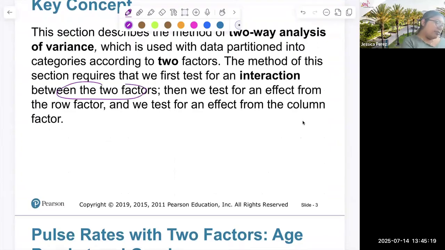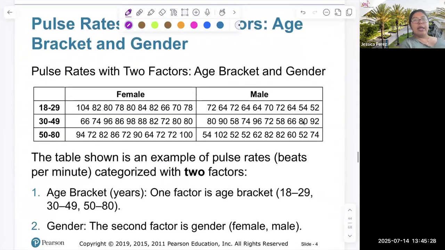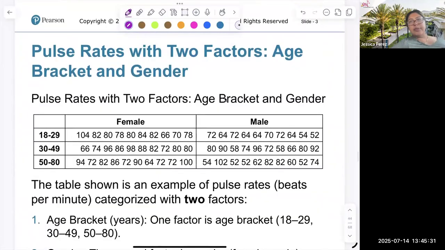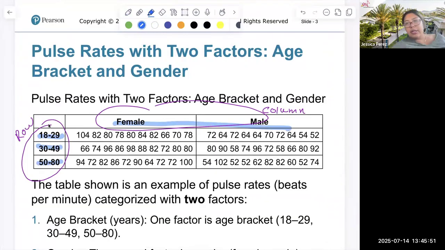So we're going to look at 2 factors: if there's a factor between the rows and between the columns. So we need to look at the interaction between the row factor and the column factor. Look at this example: pulse rates with 2 factors, the age bracket and the gender. So we have the row and we have the column. The rows have 3 brackets, and your columns are separated into 2 columns, the female and the male.